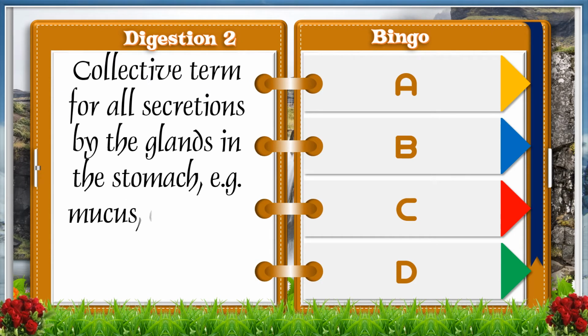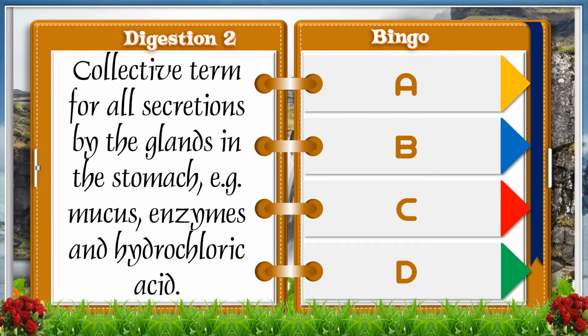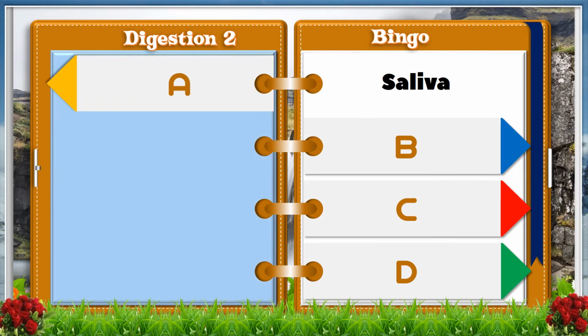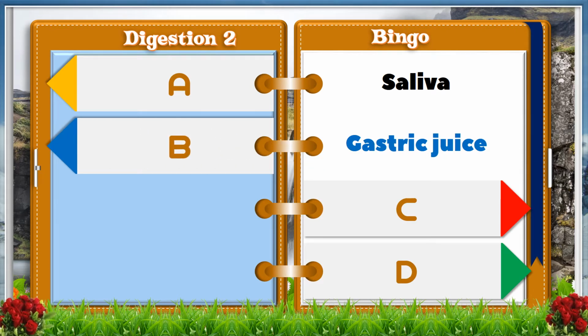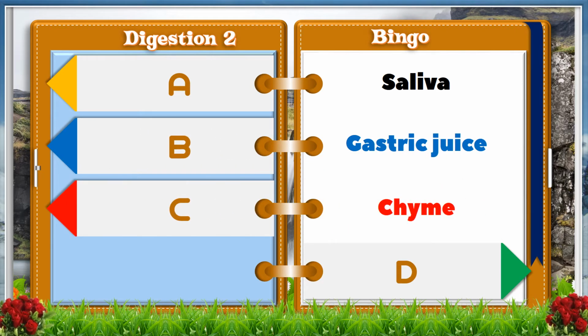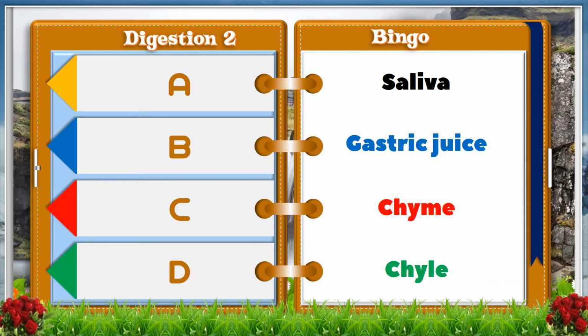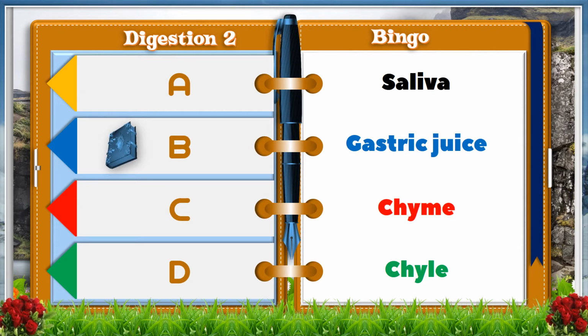Collective term for all secretions by the glands in the stomach, e.g., mucus, enzymes, and hydrochloric acid. A. Saliva. B. Gastric juice. C. Chyme. D. Chyle. And the answer is B. Gastric juice.